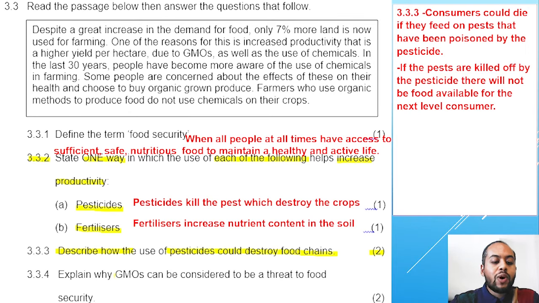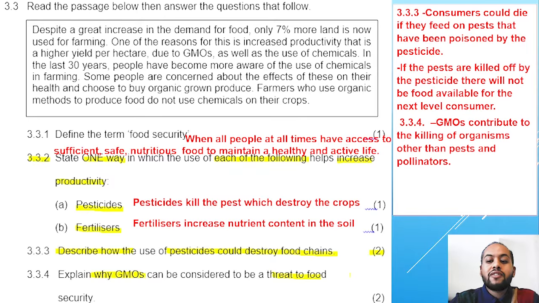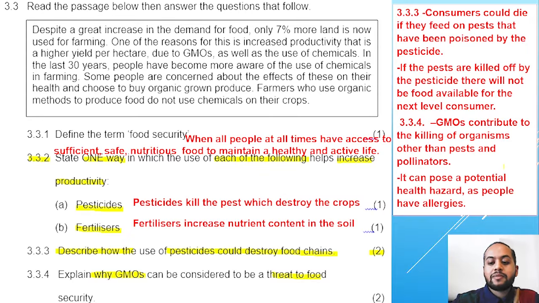3.3.4 says explain why GMOs can be considered to be a threat to food security, for 2 marks. What does GMOs mean? We're referring to genetically modified organisms. Can also be referred to as genetically modified foods. So GMOs contribute to the killing of organisms other than pests, such as pollinators. It can pose a potential health hazard as people have allergies. So people may have allergies to the chemicals that are going to be used and then could obviously pose a certain health hazard.